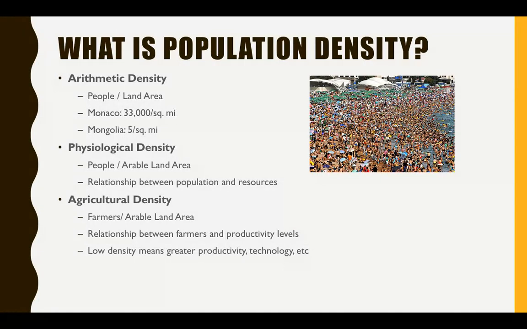The last one is looking at agricultural density, and the number of farmers versus the amount of arable land in a country. And so this relationship gives us a little bit more about the productivity levels of those countries and the farmers in those countries. You want a country to have a low density. If you have a low agricultural density, that means you have greater productivity, probably access to more technology, and you're able to feed your people more productively, which means you probably have less farmers. Countries that have more farmers are probably going to have a higher agricultural density.